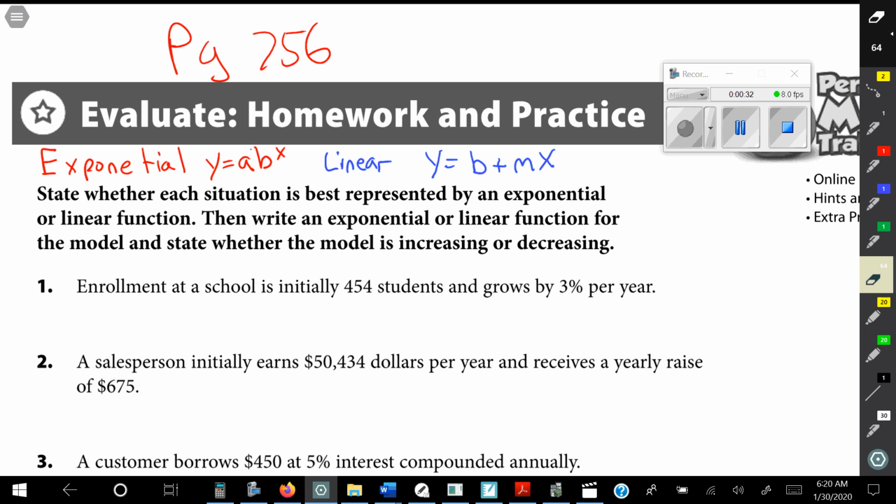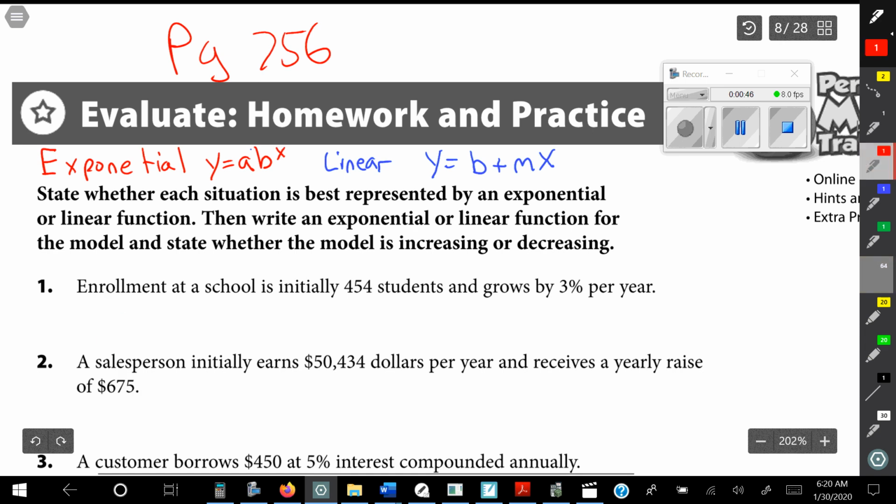It says the enrollment at the school is initially 454 students and grows by 3% per year. So we're going to use function notation and we're going to replace the y in our function with E sub t. And the t is for time in years.